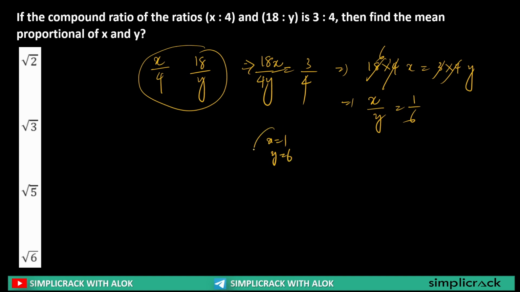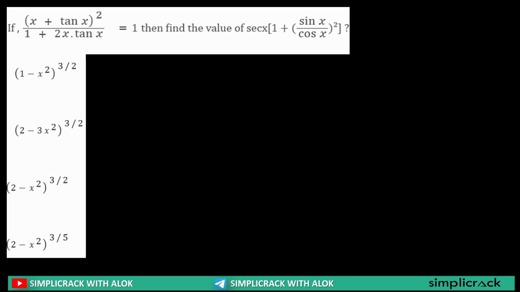Now, mean of x and y means what? Square root of x multiplied by y. So mean proportion is equal to this much, and x is equal to 1, y is equal to 6. Square root of 1 multiplied by 6, that is 6. So the answer will be root 6, because this is the mean proportion formula. Clear? Yes.